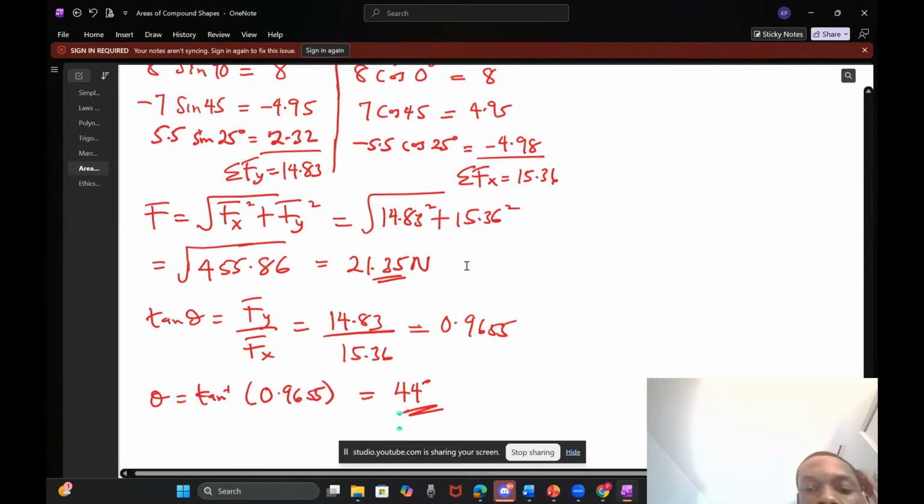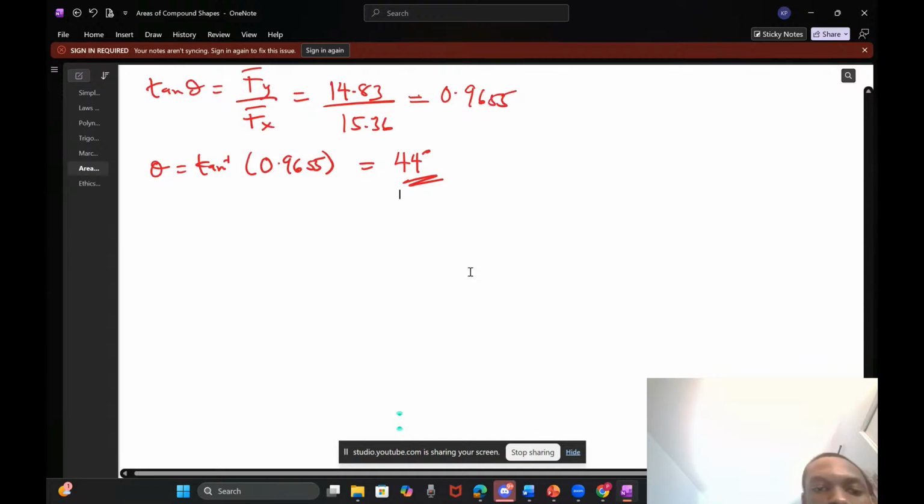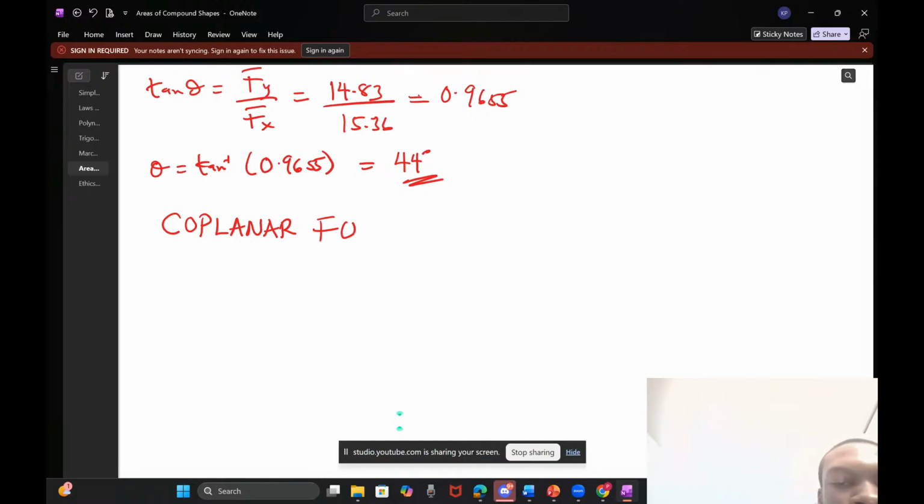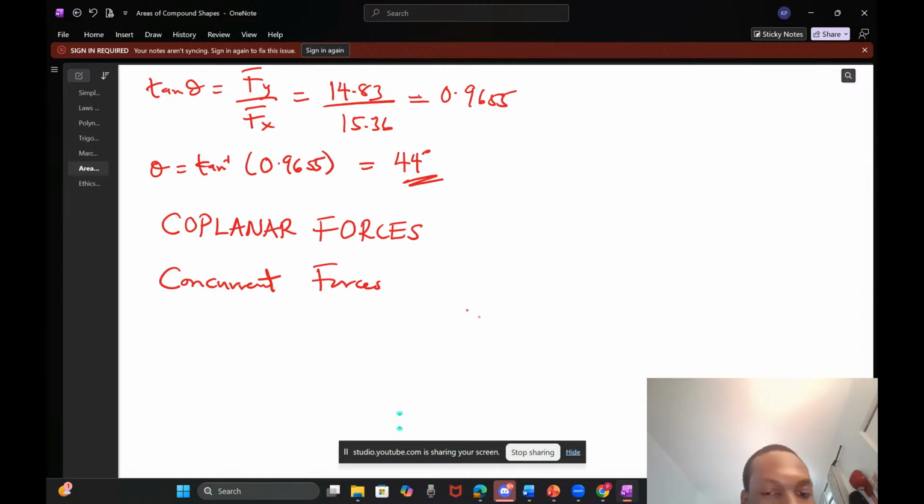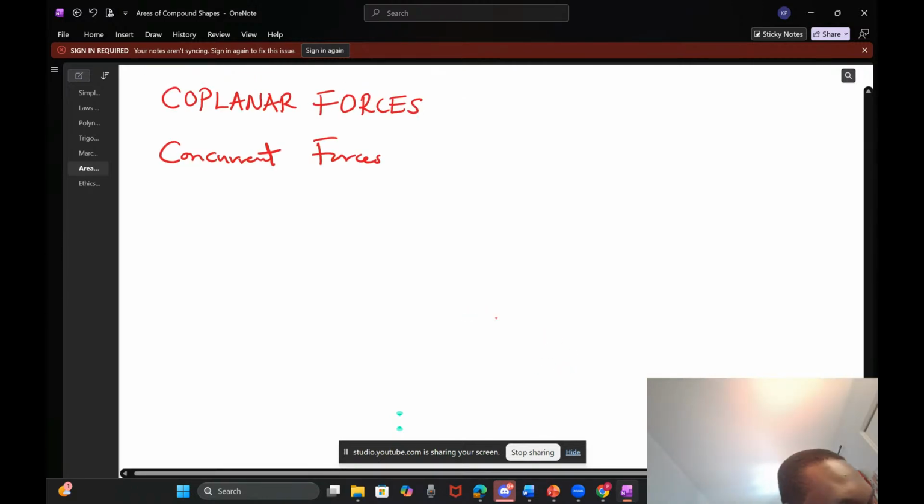So let me just write it down for you below, so you can also search it up. You can even go on Google, search it up, and see some examples on coplanar forces. We have coplanar forces. We also have concurrent forces. So, for example, you can be given... Oh, you're in grade 9. Okay.